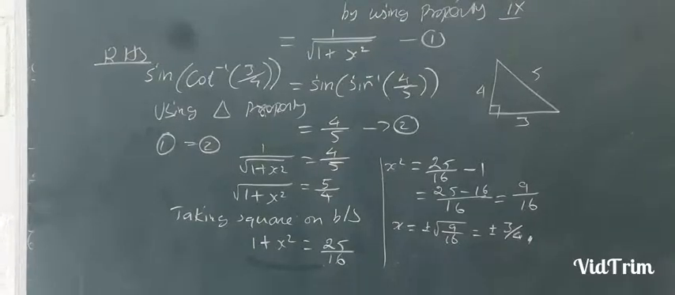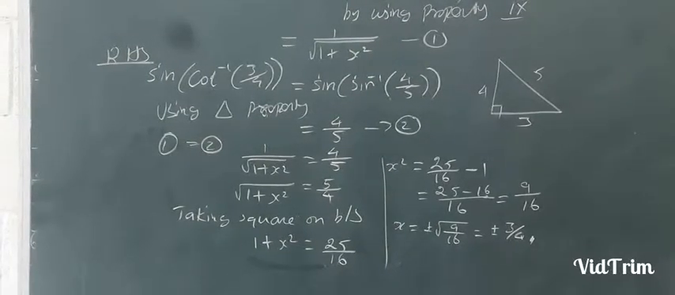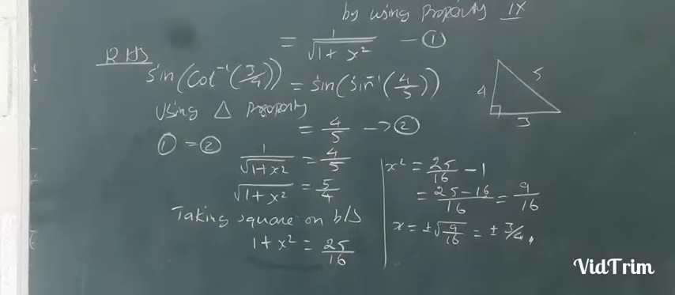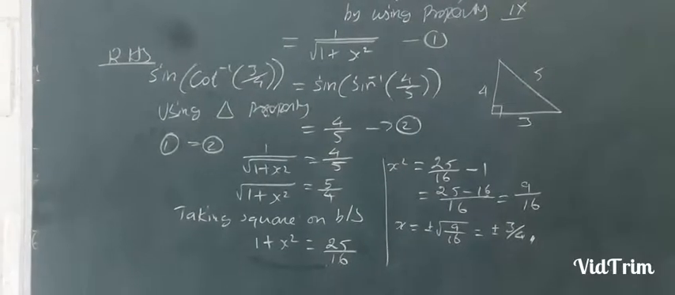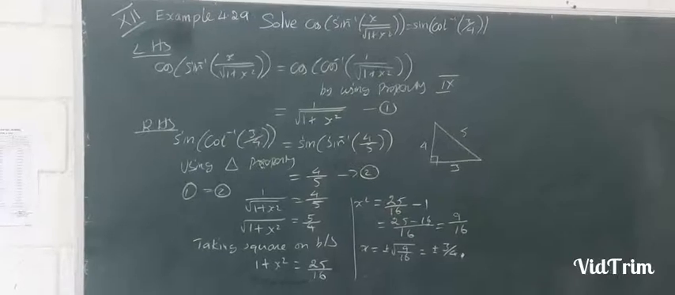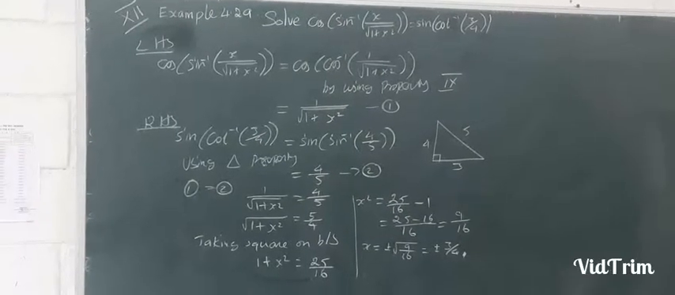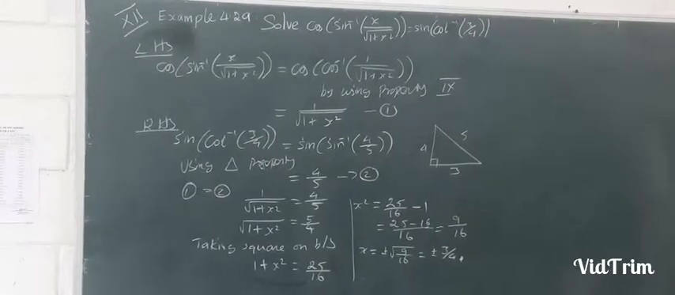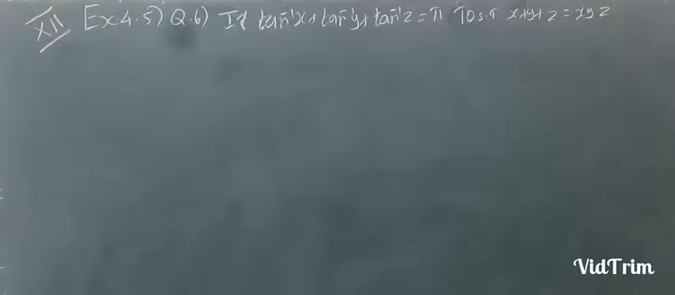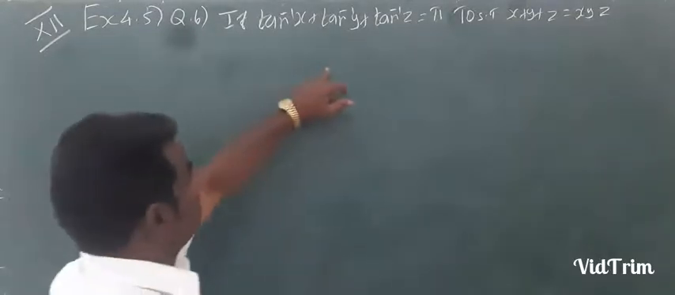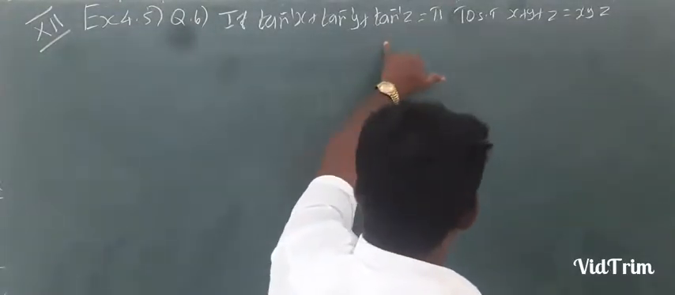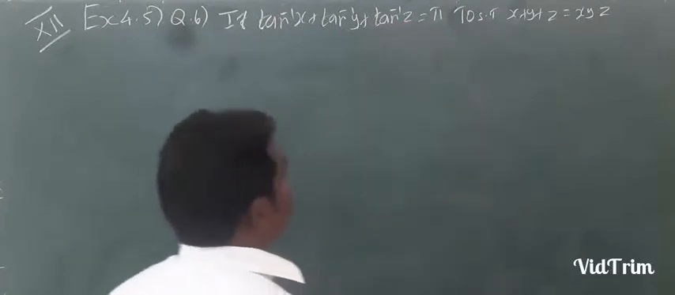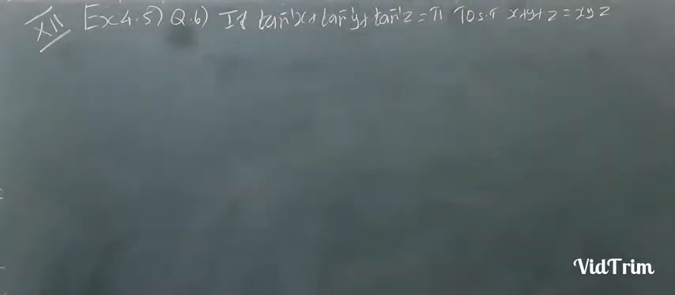The sum looks a bit bigger, but the solution steps are very easy. Try out the same sum from the exercise. Exercise 4.5, question number 6. If tan inverse x plus tan inverse y plus tan inverse z is equal to pi, show that x plus y plus z is equal to xyz.